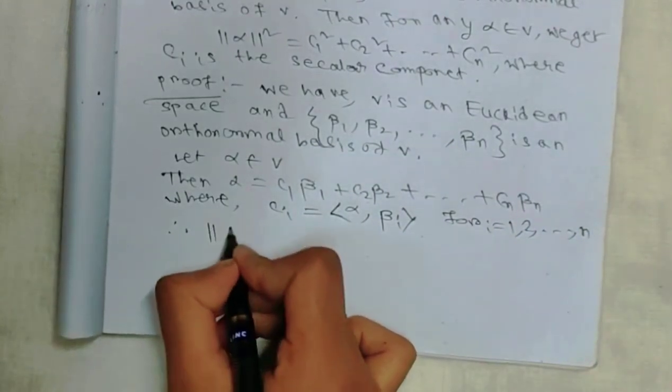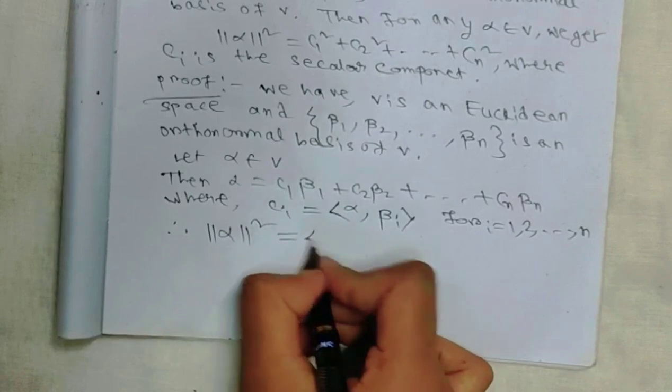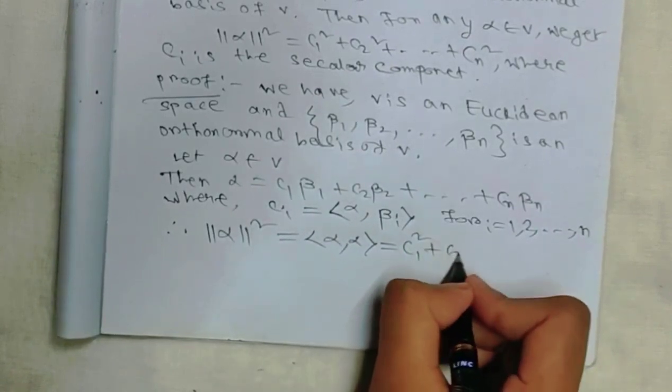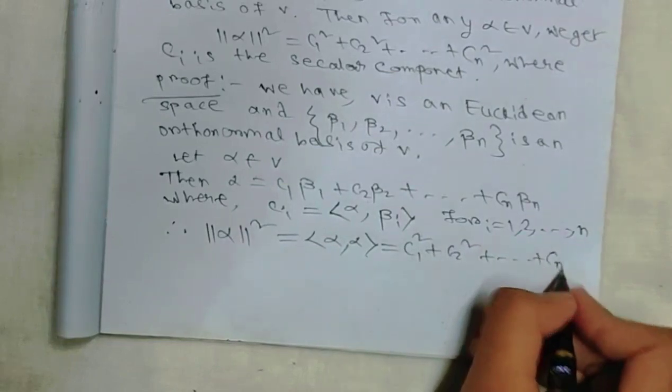Therefore norm of α squared equals the inner product of α comma α, equals c1² + c2² + … + cn².